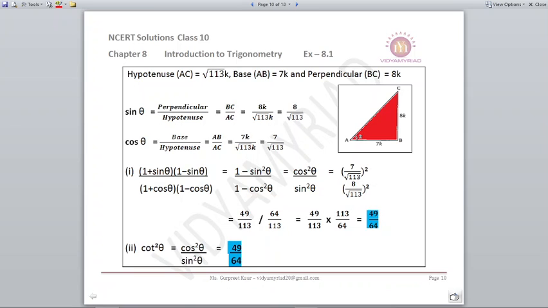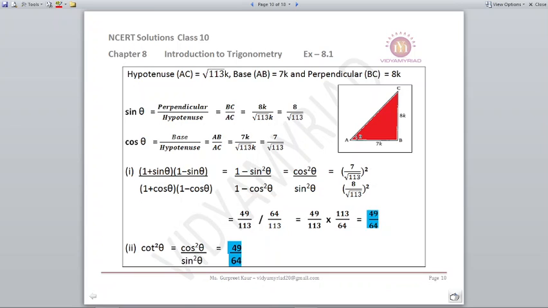Now using these values we will put them into the formula for solving the first part, that is 1 plus sin theta into 1 minus sin theta upon 1 plus cos theta into 1 minus cos theta. If you look here, it looks like the formula a plus b into a minus b, and you know that it is a square minus b square. So simply I can write for the numerator 1 minus sin square theta, divided by, for the denominator, 1 minus cos square theta.